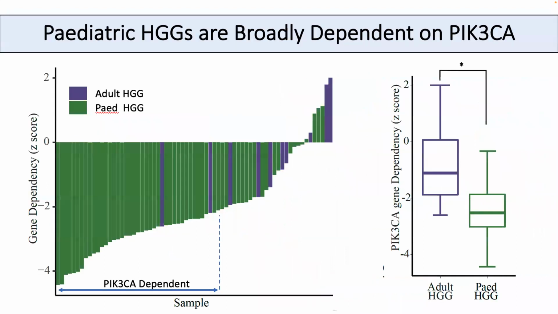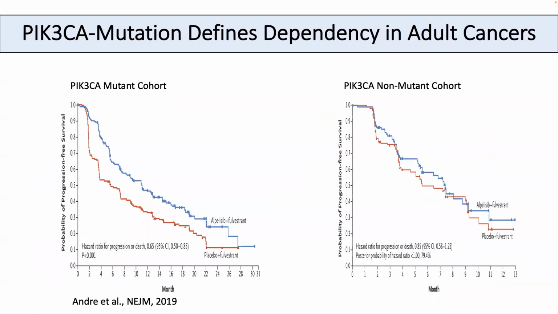And just to illustrate one example of this, one of the most striking dependencies that we really found in our pediatric glioma cohort was in the PI3 kinase pathway. And you can see here the PI3 kinase gene PIK3CA was really important in the vast majority of the pediatric gliomas color-coded here in green across this waterfall plot. You can see that greater than 80% of our pediatric gliomas were exquisitely sensitive to PIK3CA knockout compared to adult gliomas, which were much less sensitive.